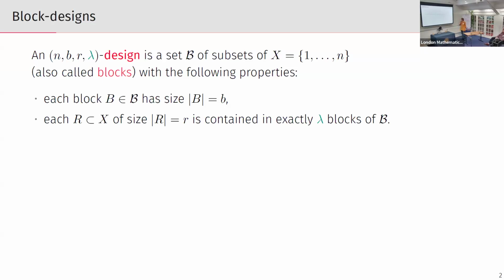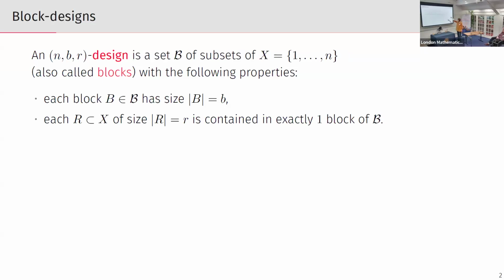Right? That's the question. And now again in this talk, for simplicity, let me get rid of one of the parameters. So this lambda, that's blue here or green. Let's get rid of it. Okay. So it's exactly the same definition, only that now each set of size r is contained in exactly one block.